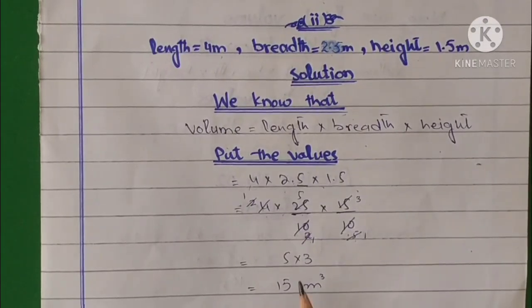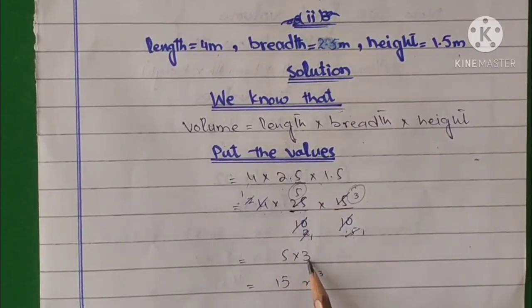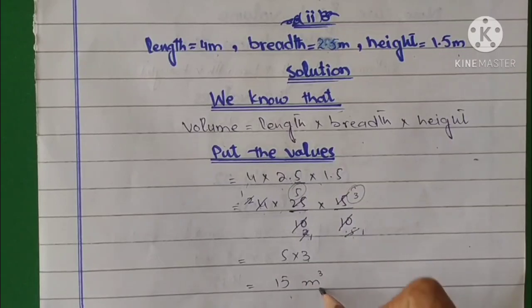Now dear students, next, the remaining values are 5 and 3. Now we will multiply 5 multiplied by 3. After multiplying, we will get 15 meter cube. This is the required volume.